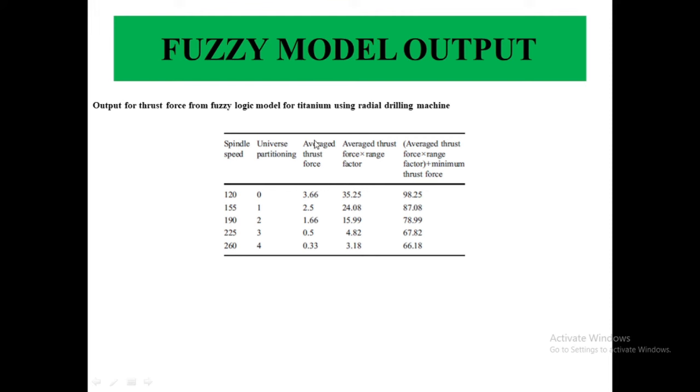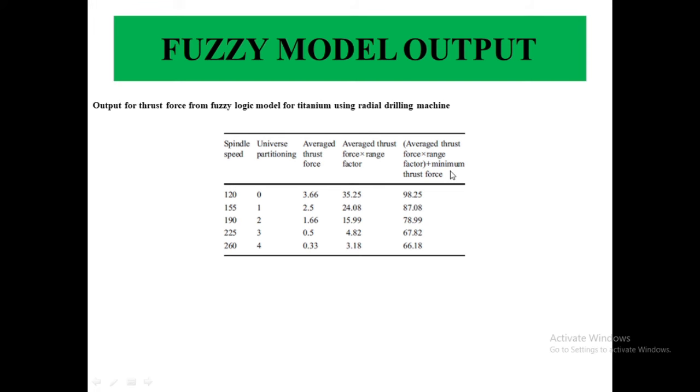Now you are aware of how we identify the average thrust force: 3.66, 2.5, 0.33. Likewise, you know how to identify the average thrust force. Then average thrust force into range factor. Now you are aware of the range factor of thrust force, which is the maximum thrust force minus the minimum thrust force available in your experimental data, divided by the average thrust force. So I get these values. So I can calculate average thrust force into range factor, and I get these values.